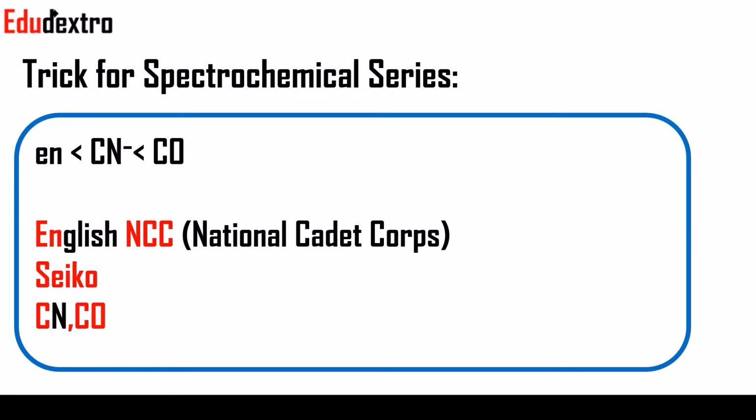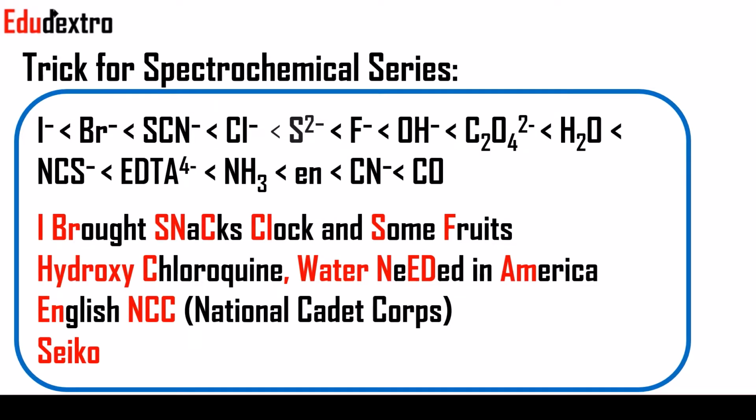Now we have made another trick to avoid confusion between which comes first, whether it's the cyanide minus ligand or the CO ligand. For that the trick is CCO. CCO is a watch brand, and from that we have CCO. So C, which occurs first, stands for CN, and CO, which occurs towards the end, stands for CO, that is the carbon monoxide ligand. So now let's summarize the entire mnemonic.